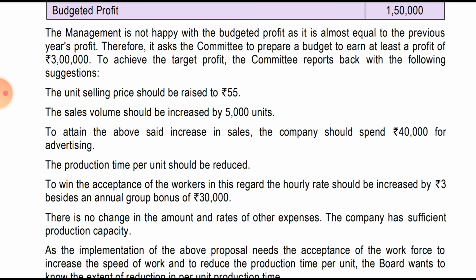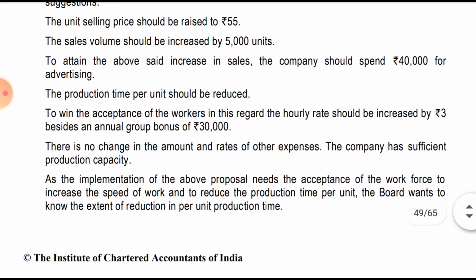In this regard, the hourly rate should be increased by 3 beside an annual group bonus of 30,000. So to motivate them and win the acceptance of the worker, we will increase the hourly rate by 3, and we will give an additional bonus of 30,000, that is in addition to their wages, basically direct labor charges. There is no change in the rates of the other expenses.